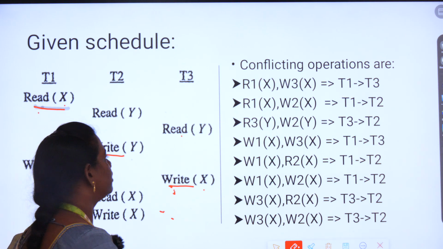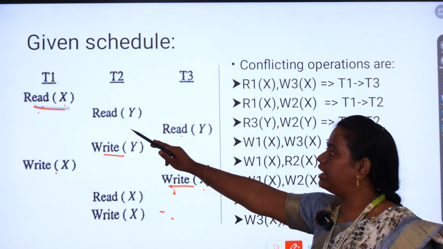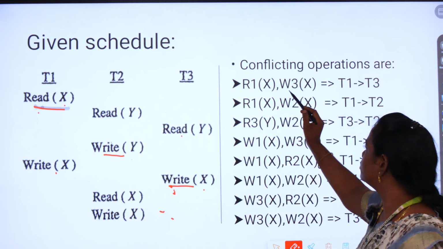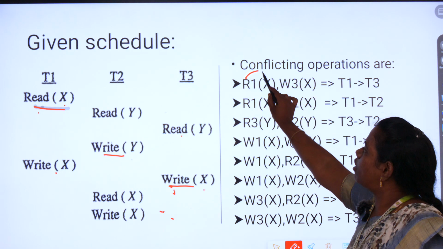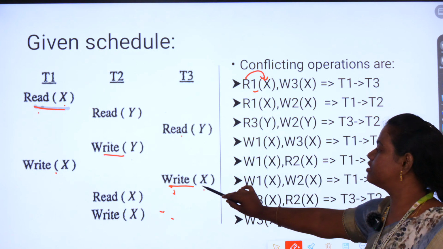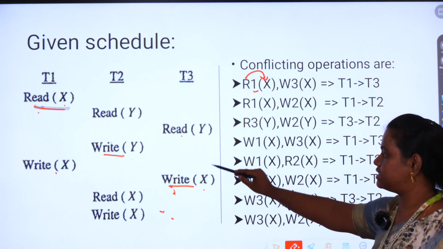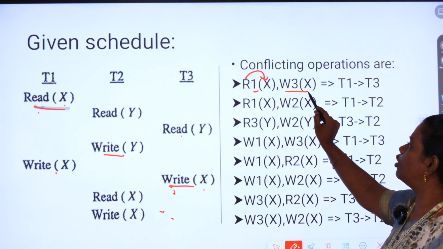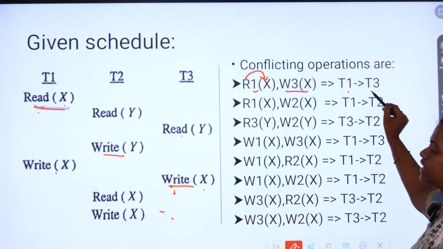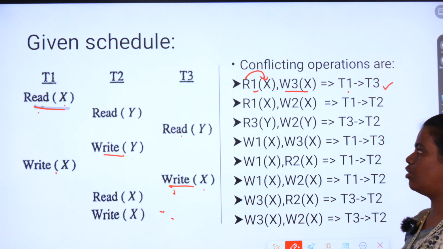Now I am going to write it as a conflicting operation. Read of X is nothing but performing a read operation on data X in transaction 1, so that is R1 of X. And the conflicting operation is the write operation on data X in transaction 3, that is W3 of X. Here after completing transaction 1, your transaction 3 will be executed. This is our first conflicting operation.